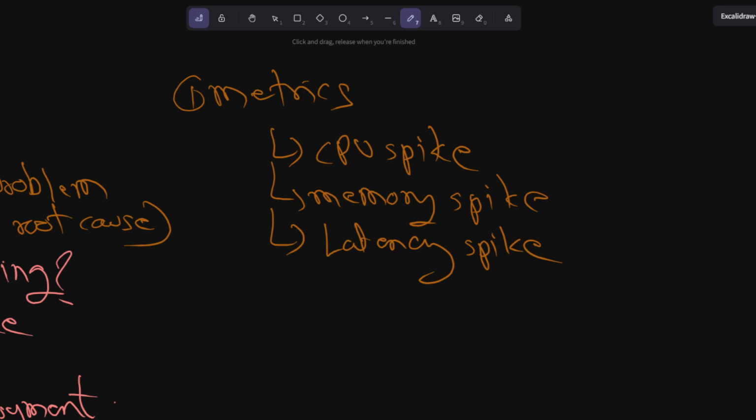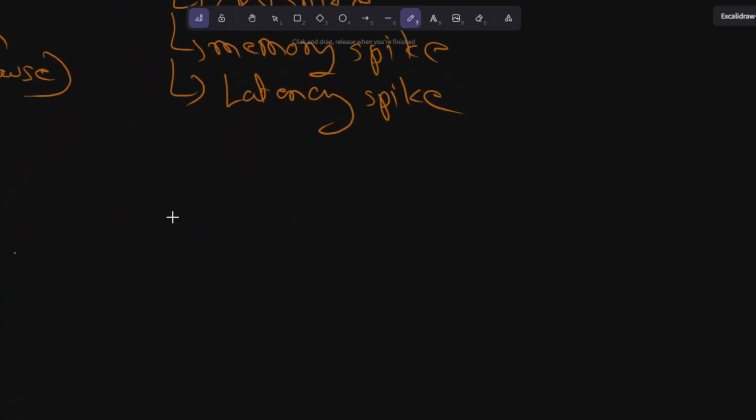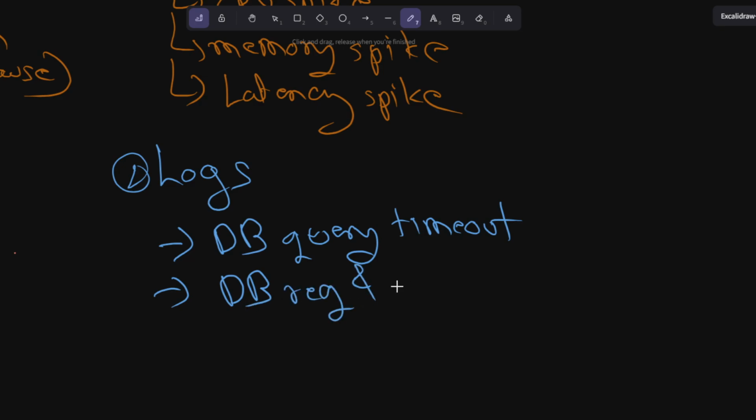The second one is the logs. So you can look at the logs once you get the alert. And the logs could show anything, something like a DB query timeout, or it could just say the time between the DB request and response is greater than 8 seconds. Just an arbitrary example.